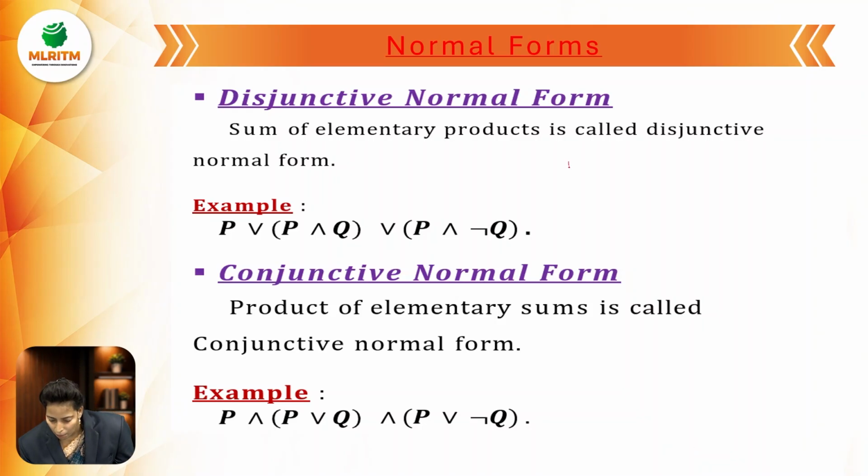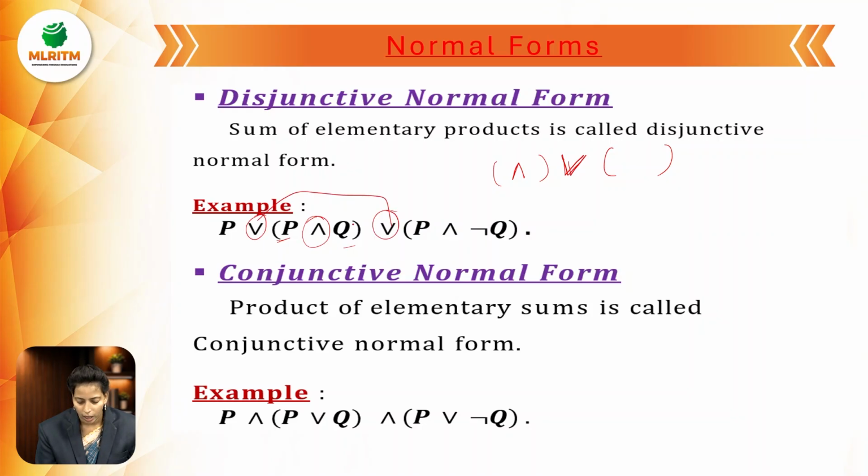So, sum means which symbol? The or symbol. Sum of elementary products. What is meant by elementary product? Product of variables and their negations, right? Let us consider one example. So here in between the variables, which symbol is there? The sum symbol. Sum of elementary products is called disjunctive normal form.